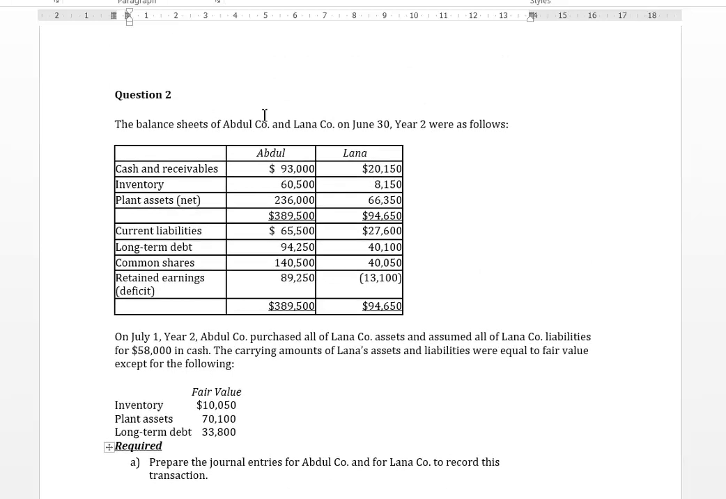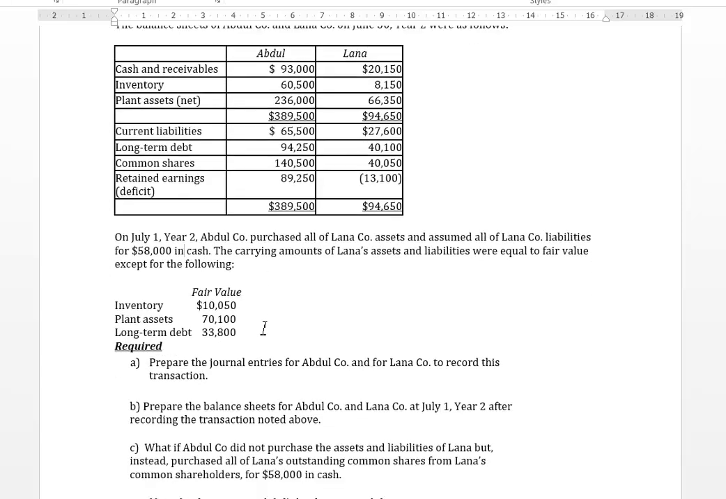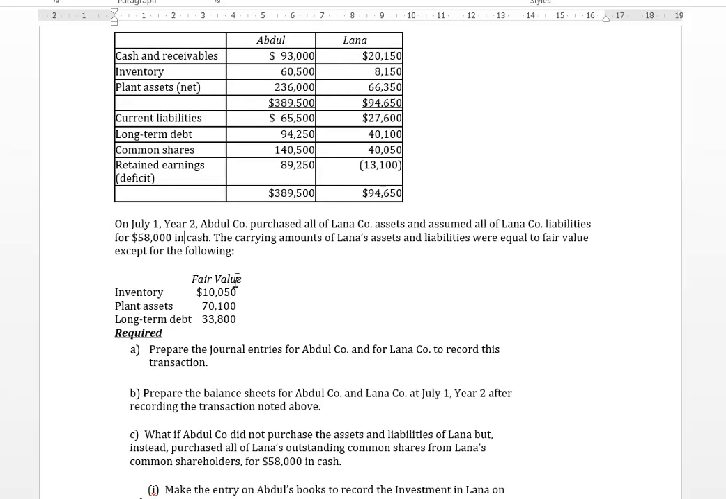In video 1 we were looking at two companies, Abdul and Lana, and their balance sheet amounts at the end of June year 2. And then the next day, July 1st, year 2, Abdul purchased all of Lana's assets and assumed all of Lana's liabilities for $58,000 in cash. We saw in the question that the fair values were different than some of the carrying values for some of the assets and the long-term debt.